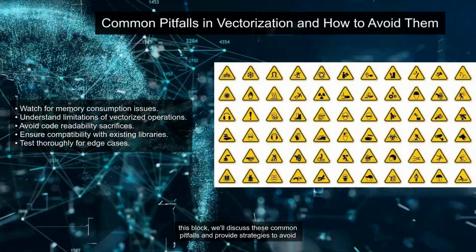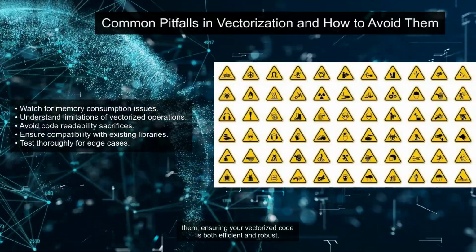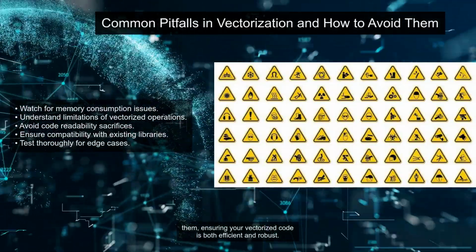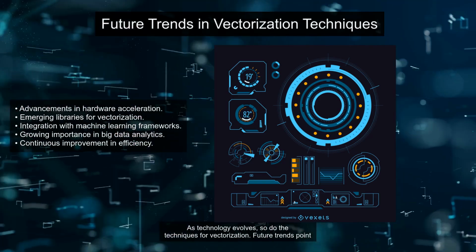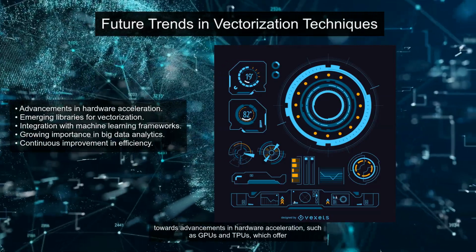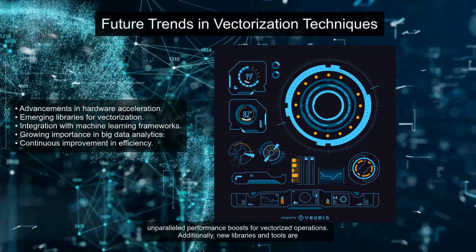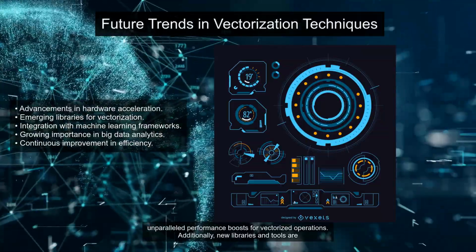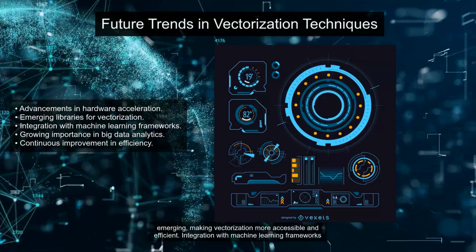In this block, we'll discuss these common pitfalls and provide strategies to avoid them, ensuring your vectorized code is both efficient and robust. As technology evolves, so do the techniques for vectorization. Future trends point towards advancements in hardware acceleration, such as GPUs and TPUs, which offer unparalleled performance boosts for vectorized operations. Additionally, new libraries and tools are emerging, making vectorization more accessible and efficient.